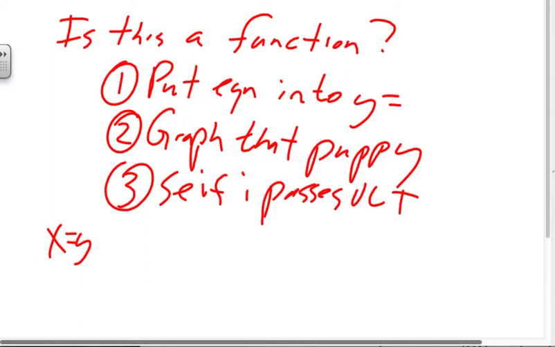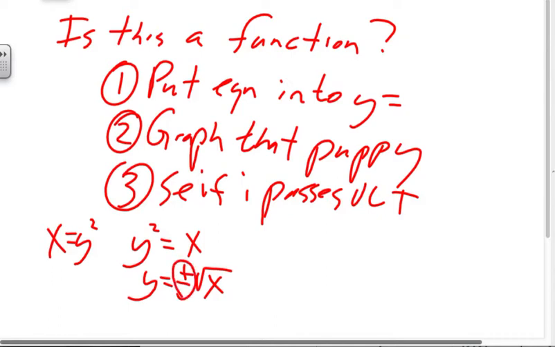I've got x equals y squared. So I'm going to use symmetry to rewrite that as y squared equals x. But this is not in y equals form, I have to take the square root. So y then will be equal to plus or minus the square root of x. I can tell you right now, this will not be a function because for each value of x, I can get both a plus y and a negative y. That's not a function.